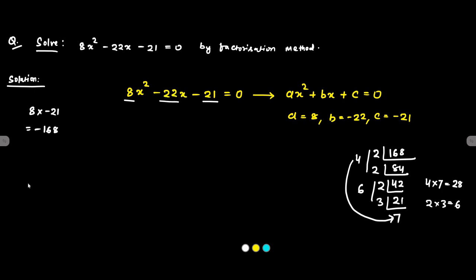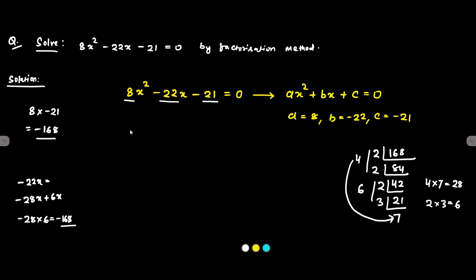We can write −22x as −28x + 6x. That is possible. Now 6 into −28, or −28 into 6, is also equal to −168. So now we can do the factorization.